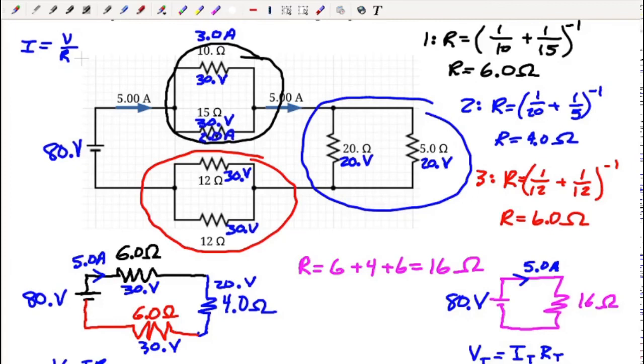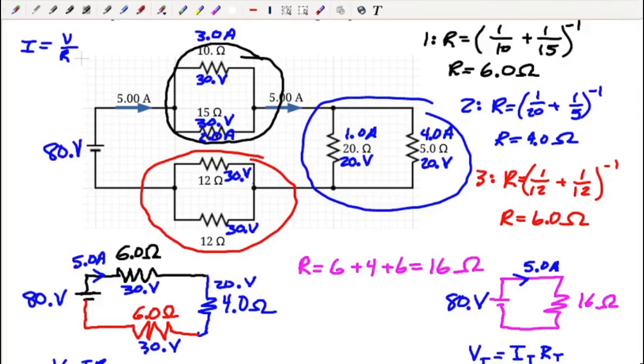And these 3 plus 2 amps do add up to give me the 5 amps that I would expect. So that's good. That means I'm being internally consistent. Here I have 20 volts divided by 20 ohms is going to be 1 amp. And 20 volts divided by 5 ohms is going to be 4 amps. And again, 4 plus 1 gives me the total of 5 that I want coming in, 1 and 4 coming out. And last but not least, I've got 30 over 12 in both cases.